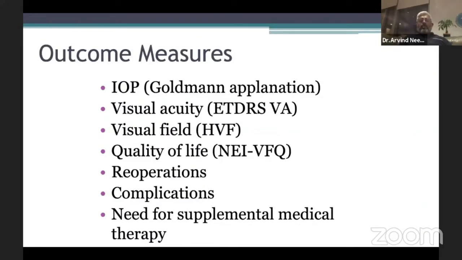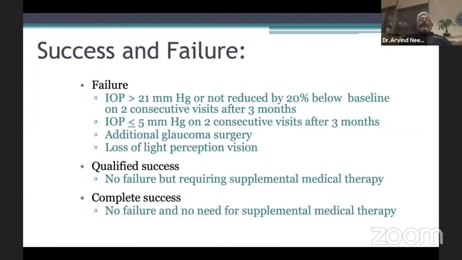Outcome measures were intraocular pressure, visual acuity, fields, quality of life, reoperations, complications, and need for supplemental medical therapy. Failure was defined as an intraocular pressure of greater than 21 millimeters of mercury, or not reduced by 20% below baseline on 2 consecutive visits after 3 months. If the intraocular pressure was less than or equal to 5 millimeters of mercury on 2 consecutive visits after 3 months, it was also considered a failure. Any additional glaucoma surgery or loss of light perception vision was also considered a failure. Success was defined as complete or qualified, depending on whether there was need for supplemental medical therapy.